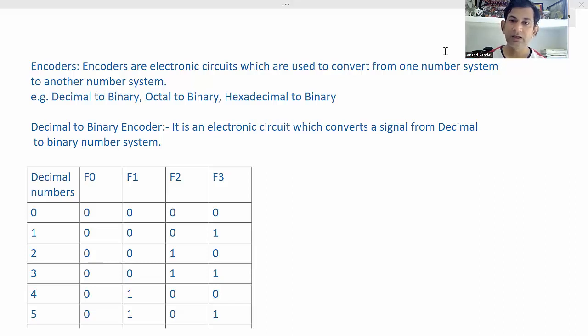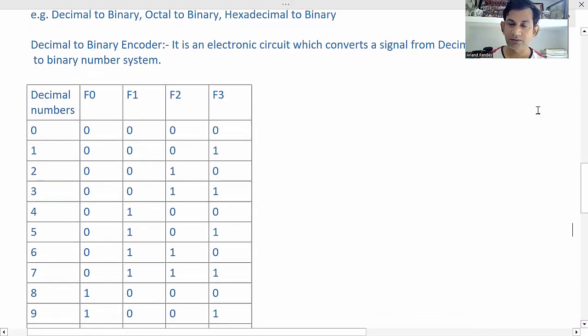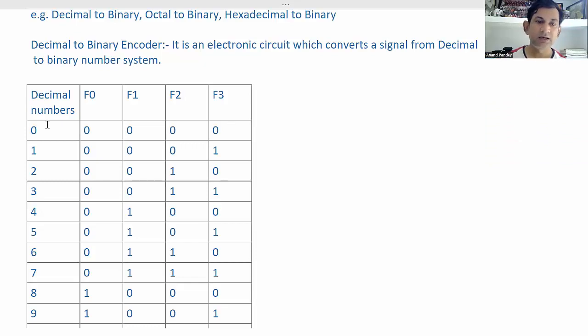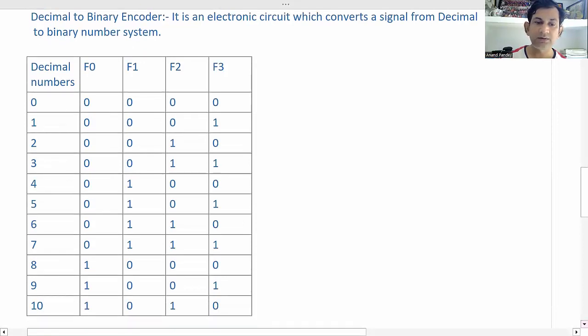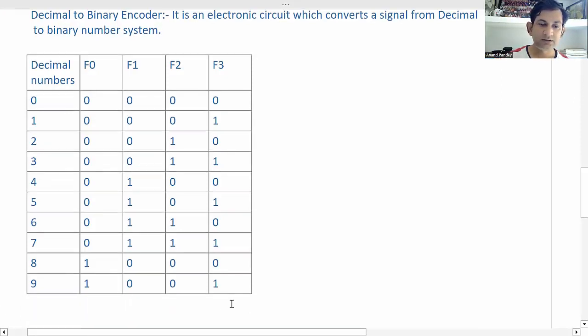Okay. So here I am going to discuss decimal to binary encoder. As the name says, it is an electronic circuit which converts a signal from decimal to binary number system. Okay, I hope the definition is clear. And now we are going to draw the logic diagram for that. Since we are going to convert decimal to binary, this table is here, and here I have written the decimal numbers 0 to 9, not 10. Here I am not taking 10. You know, in the decimal number system there are 10 digits: 0, 1, 2, 3, 4, 5, 6, 7, 8, 9.